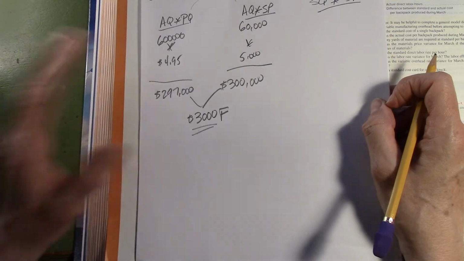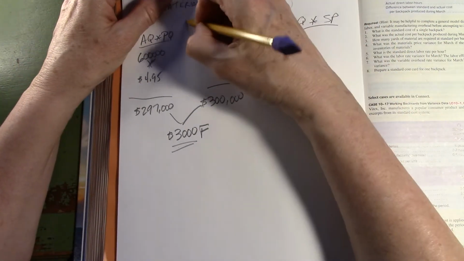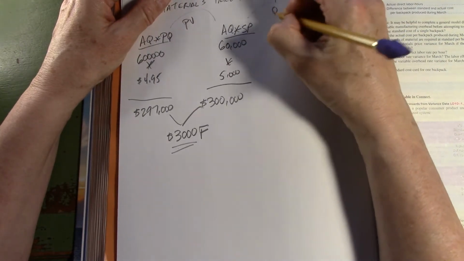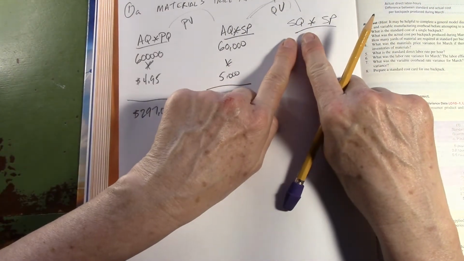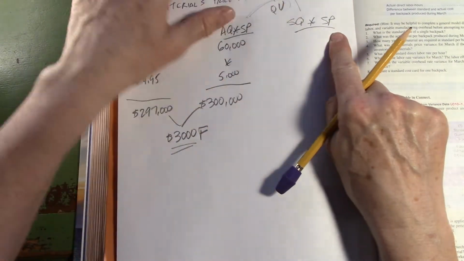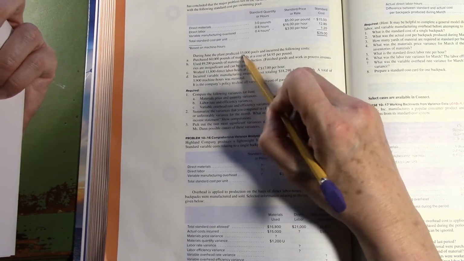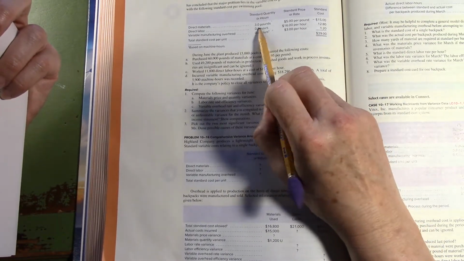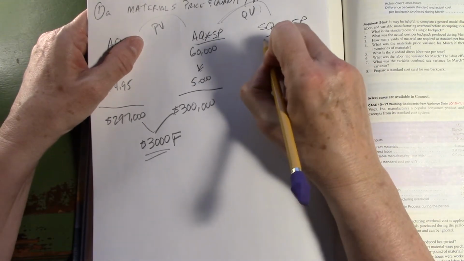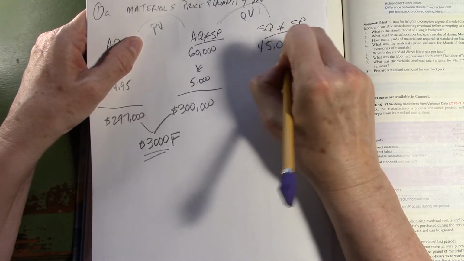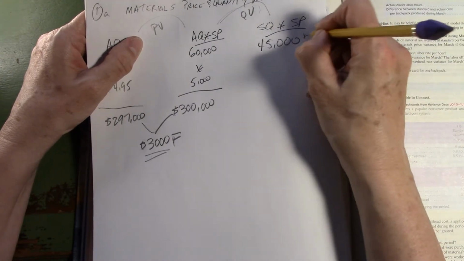Next variance, the quantity variance. This is my price variance, and this is my quantity variance. If I do my standard quantity times standard price, so if I made 15,000 pools, and it needs 3 pounds each, that's 45,000 pounds of plastic. How did I get that?